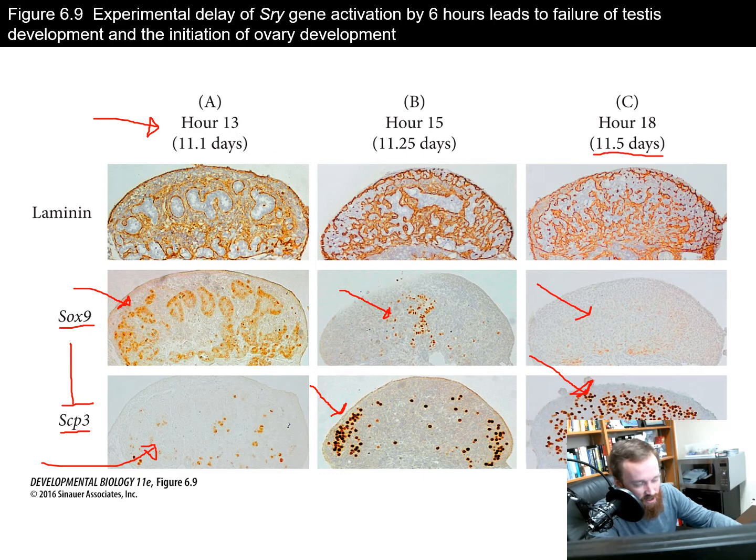So even though we expressed SRY, because we missed the time point that is needed for testes development, we're now seeing a high expression of SCP3, and we're getting ovary formation. So while SRY is the master switch, it has to be expressed at the proper time. Otherwise, the rest of the development is happening and leaving it behind. If at 11.25 days development is occurring and it doesn't see SRY present, it's just going to proceed with ovary development.